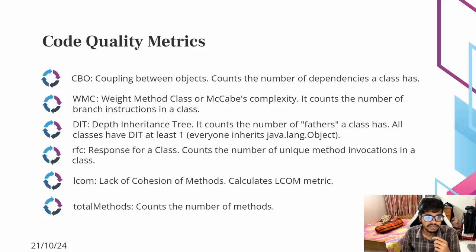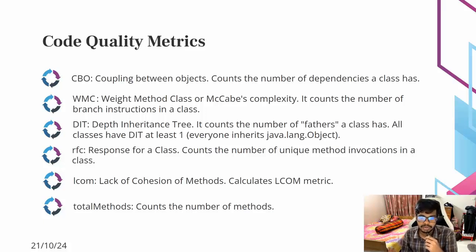The first one is CBO. What is CBO? That is coupling between objects. For example, for a class or a function, how many dependent classes it has. For example, if I have a class A and it is using a function A, it is depending on function A, so we can count it as one.